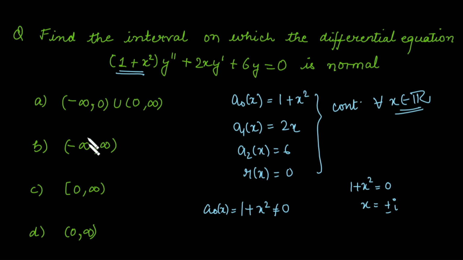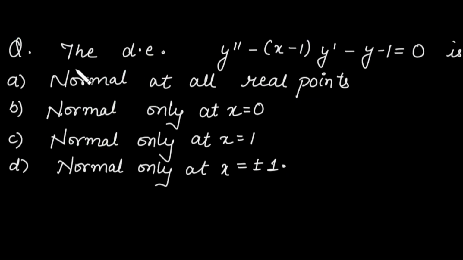So this is not a part of any interval. So we can say that this quantity is never equal to 0. So we are getting the maximum range as the full set of real numbers. So the answer is B.